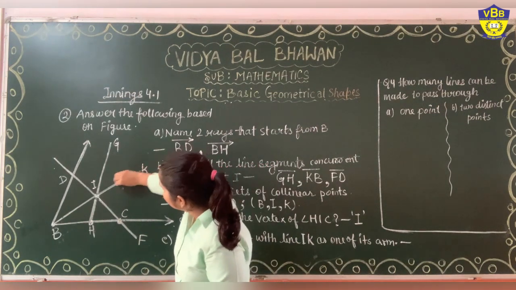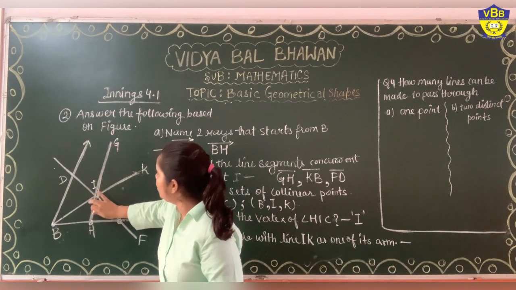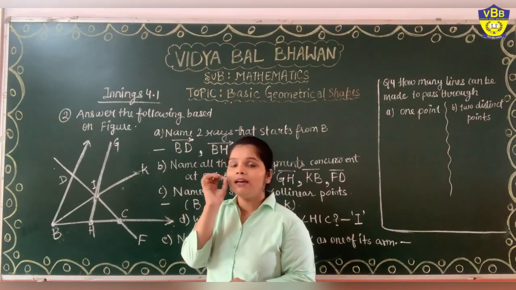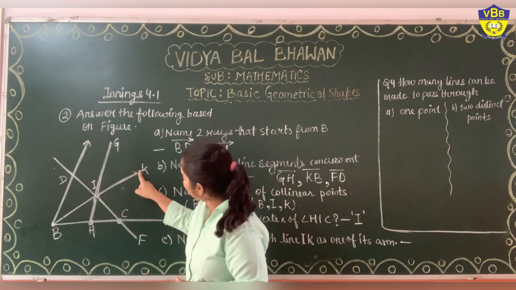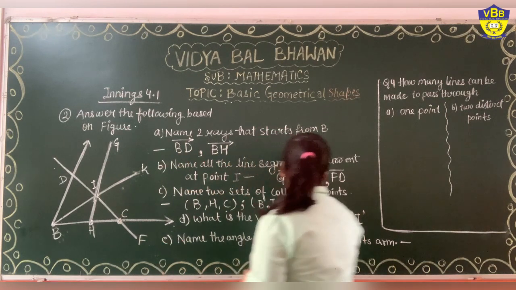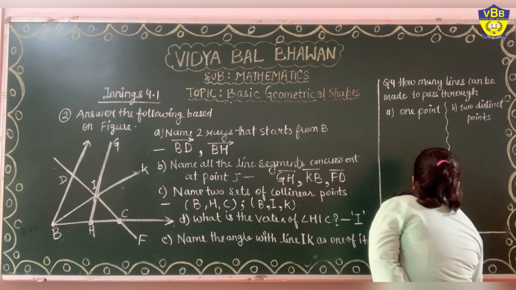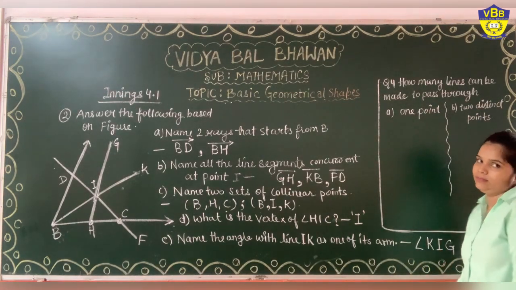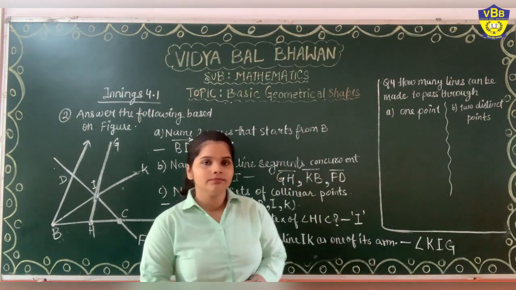Or it can be this angle, KIG. Or it can be this one. You need to tell an angle having IK as one side. So it can be KIG or it can be KIC. So write one of them. I am writing angle KIG. This angle has arm KI. Clear? I hope this one is clear.